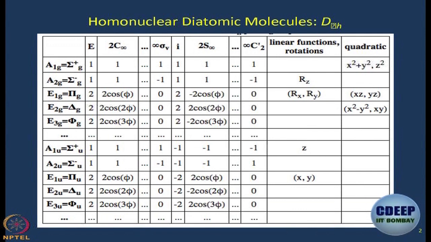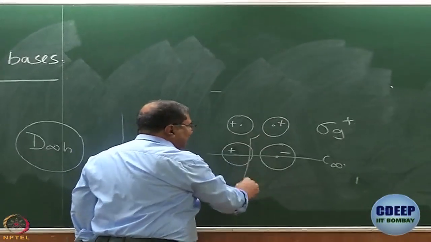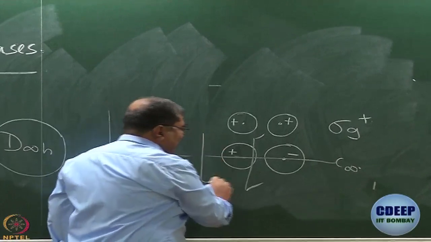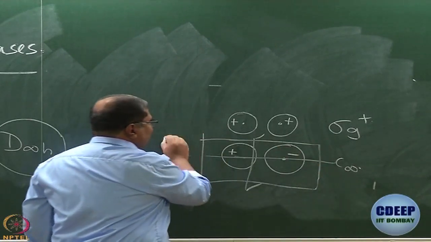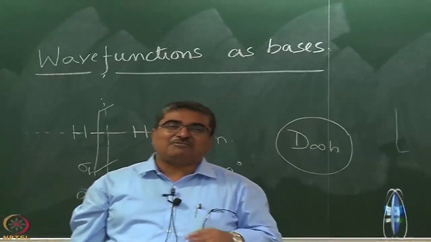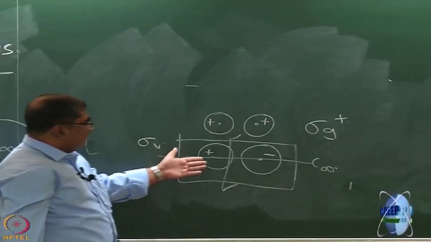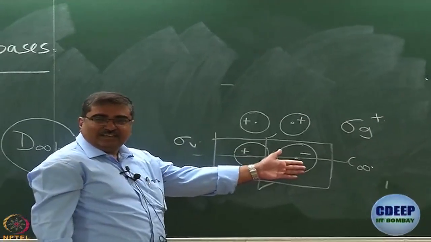Sigma V, this is your C infinity, right. So, do not forget horizontal plane is like this and sigma V is the plane of the board. So, let us try again. What is the character for sigma V? +1. See this plus and minus, right.